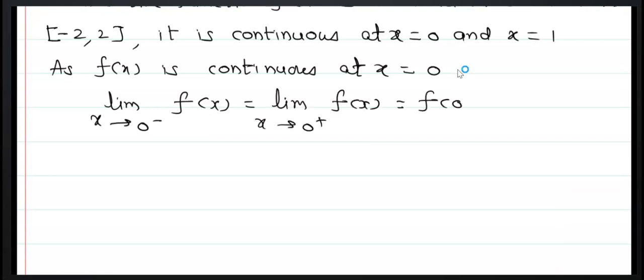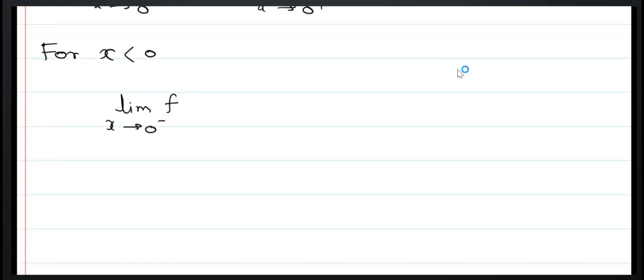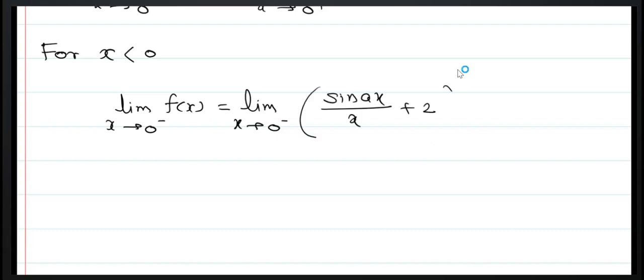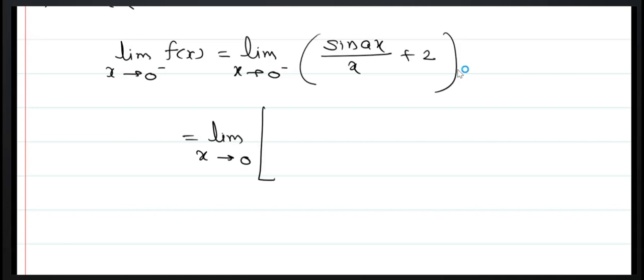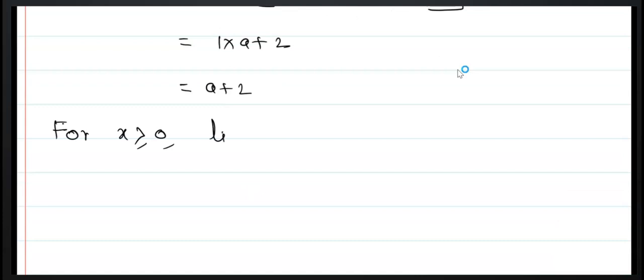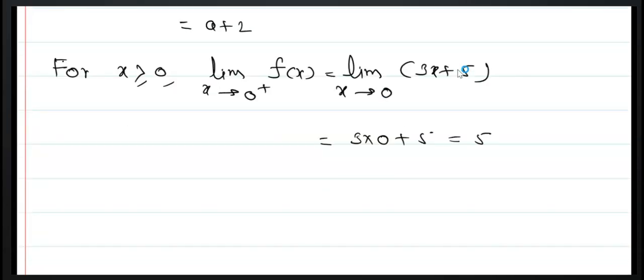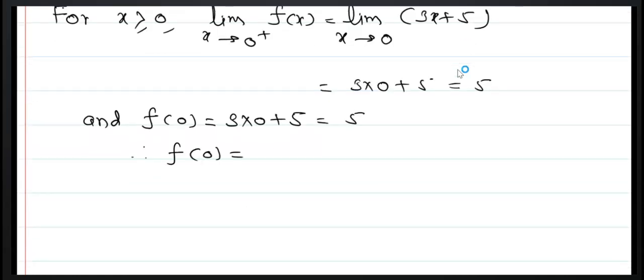That is, the limit as x tends to 0, the left hand side limit and the right hand side limit of f of 0. We take the function sin of ax upon x plus 2. A is adjusted to the numerator and the denominator. Therefore, a plus 2 is the left hand side limit. Now for the right hand side limit, we take the function 3x plus 5, 3 into 0 plus 5, that is equal to 5. F of 0 is equal to 5.